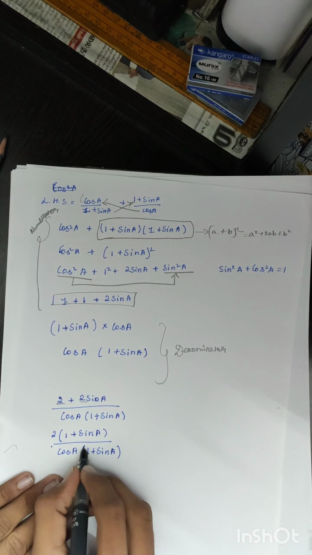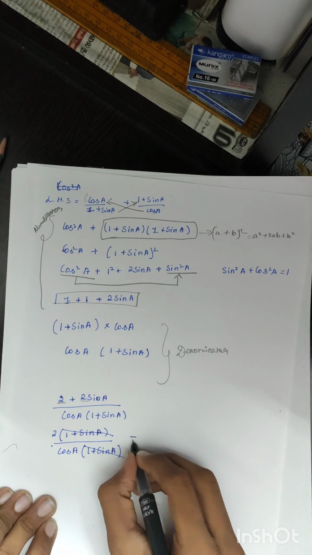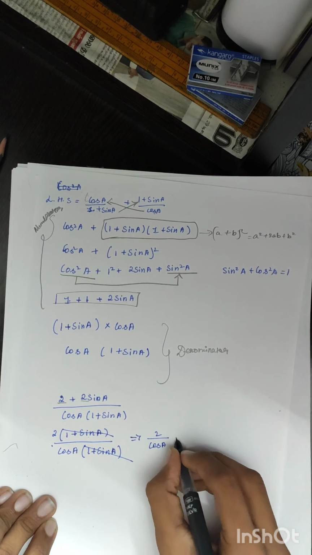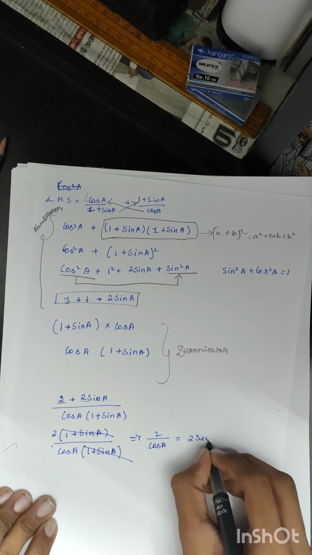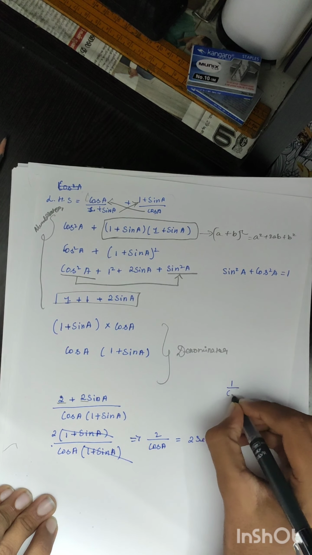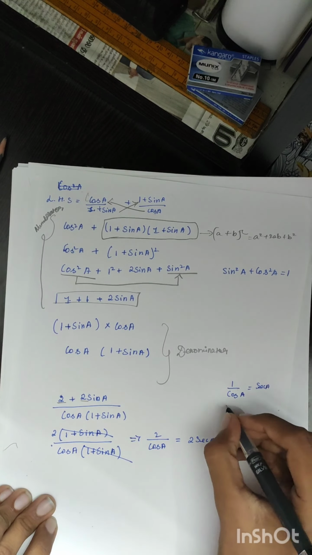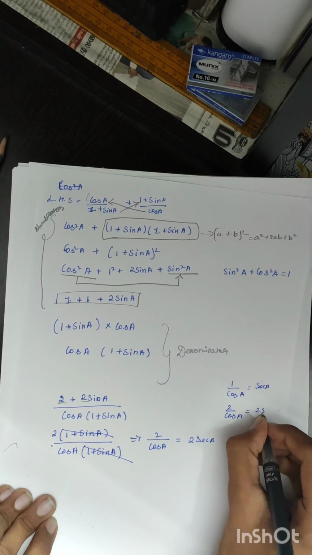Now this one and this one will be cancelled out, so it will be 2 by cos A. And 2 by cos A is equal to 2 sec A. You may ask me how. It's very simple, because 1 by cos A is equal to sec A. So 2 by cos A will be equal to 2 sec A. That's it.